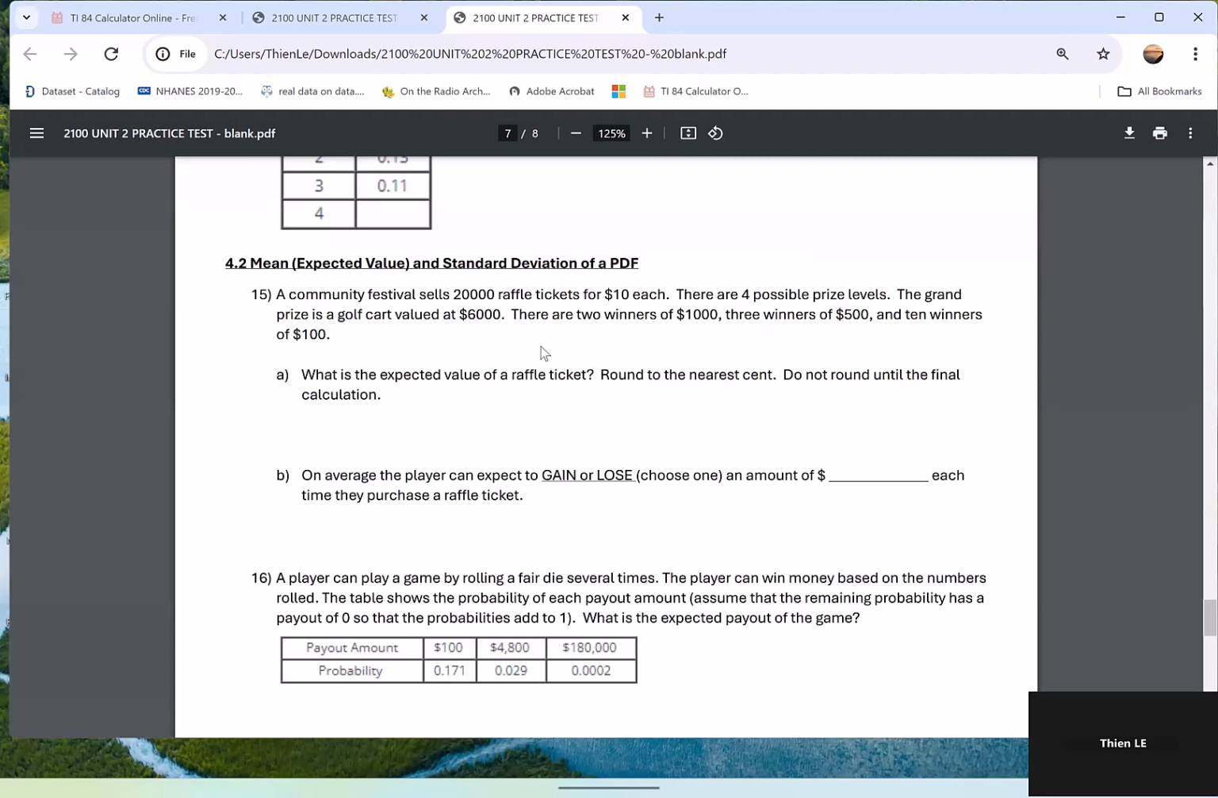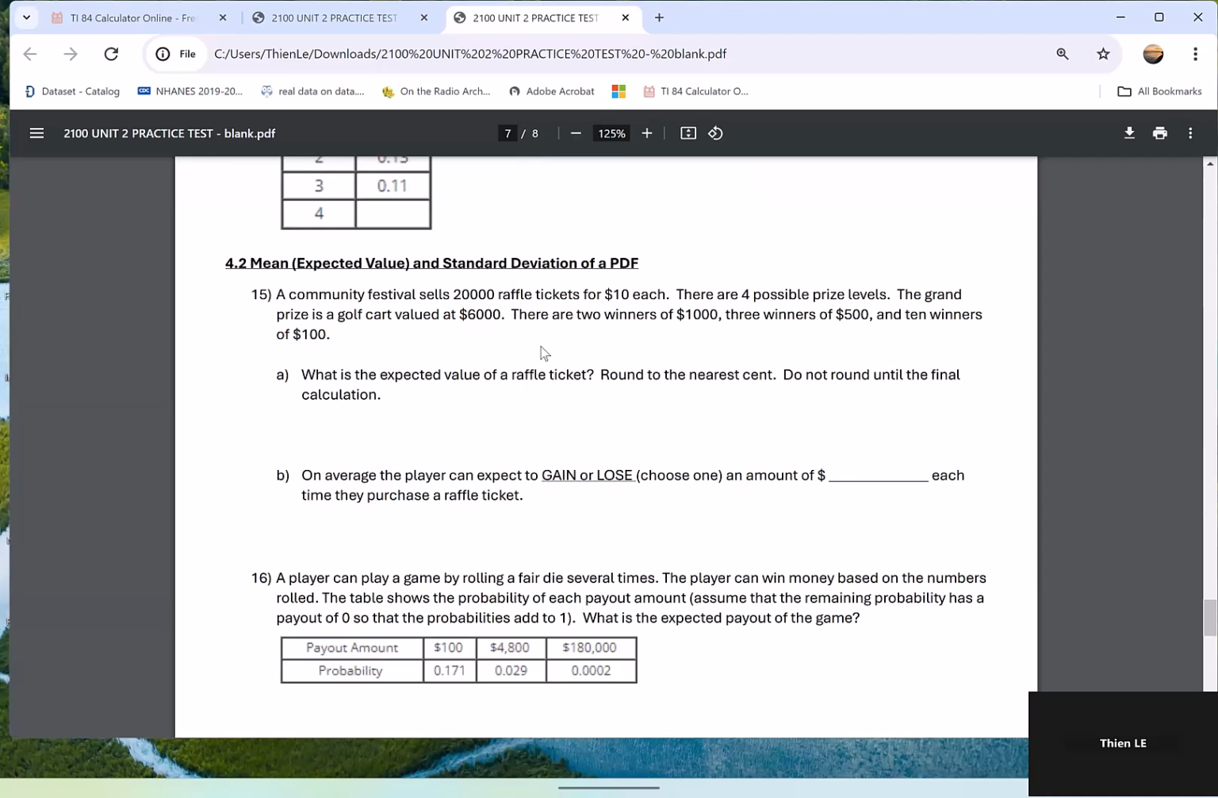So the value of a raffle ticket is basically how much you get back. In that case, you buy a ticket and you didn't win, so the value is negative 10, which is you get nothing from that. If you win 100, the value here is 100 subtract 10, which is 90. If you win 500, the value will be 490 because 500 subtract 10. And the same thing for 1,000 and 6,000.